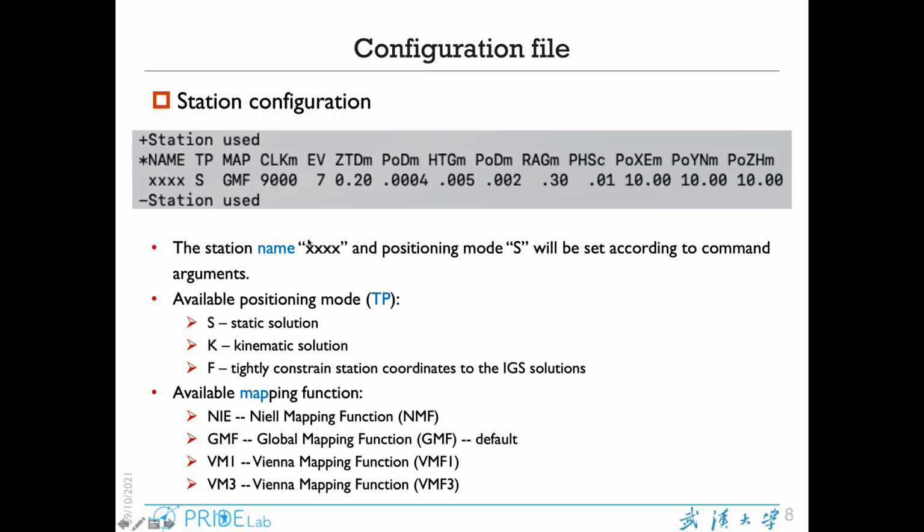And then we come to the following. We have a lot of numbers here, right? So, okay, before that, we want to talk about the positioning mode, TP. This option here, we have 3 options: S for static solution, K for kinematic solution, and F for tightly constrained station coordinates to the IGS solutions. That means we wanted to use the IGS coordinates to re-estimate some other parameters of interest, such as the zenith troposphere delays. So we wanted to constrain tightly our coordinates to the IGS solutions.